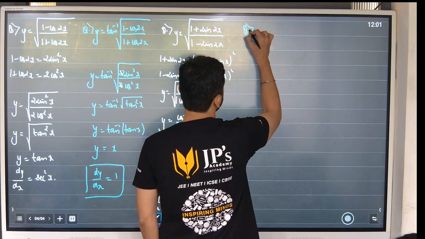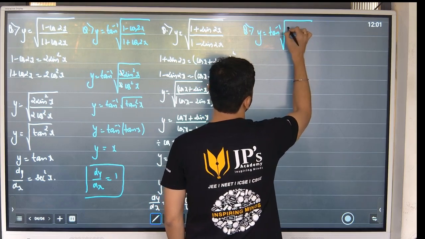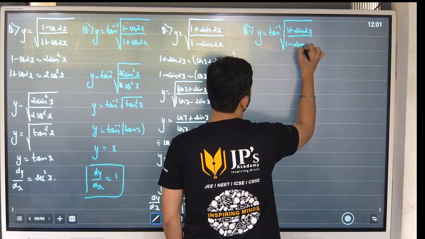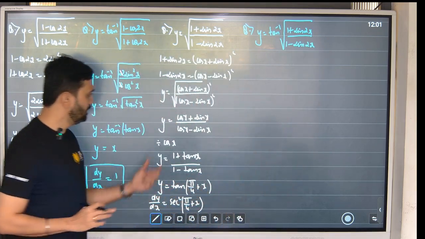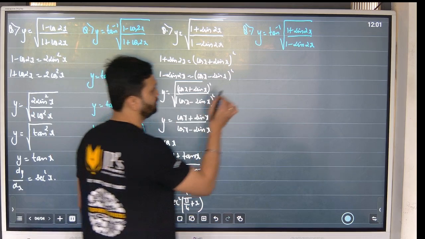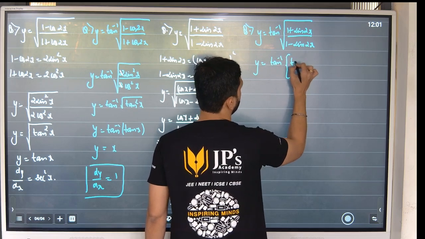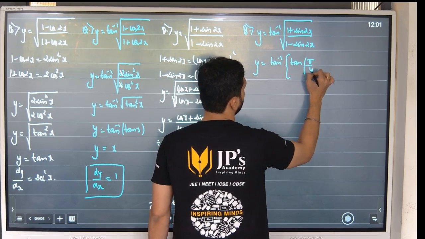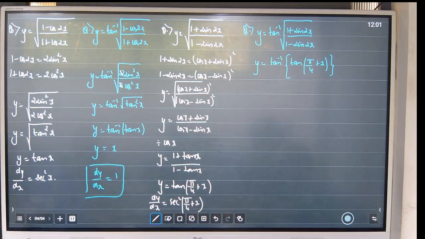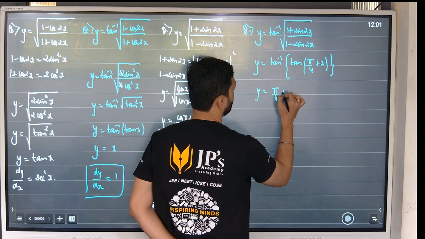if I take the same question in the same manner, y is equal to tan inverse of 1 plus sin 2x upon 1 minus sin 2x. See, I have solved the entire thing. So till here, it's going to be the same. So see what is going to happen. This will become tan inverse of tan pi by 4 plus x. Guys, what is tan inverse of tan pi by 4 plus x? Pi by 4 plus x, because tan inverse of tan x is x. So this will become pi by 4 plus x.